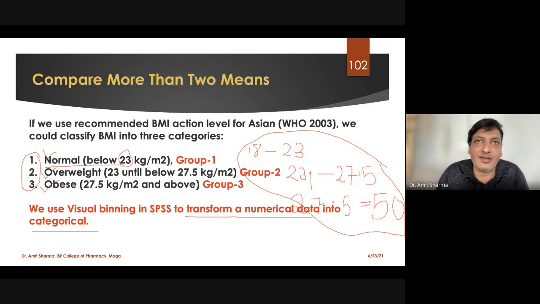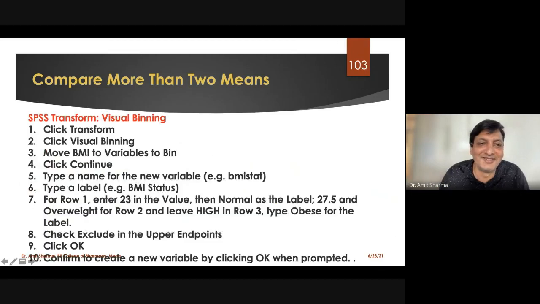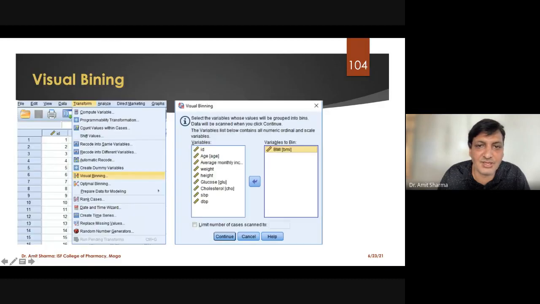Otherwise, if there are no guidelines, then you can make your own, and you have an opportunity to give your name to that particular guideline. Clear? So how will the process of visual binning be conducted in SPSS to transform your numerical data into categorical data? So these are the steps. I'll not read all these things. I'll just show you in the slides.